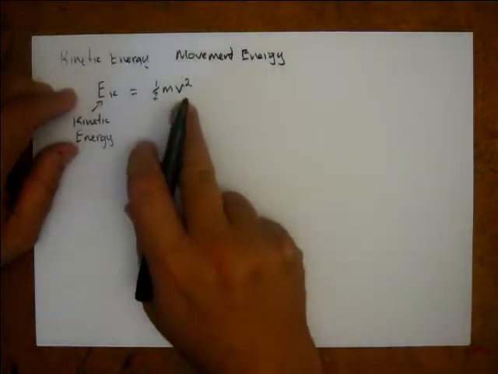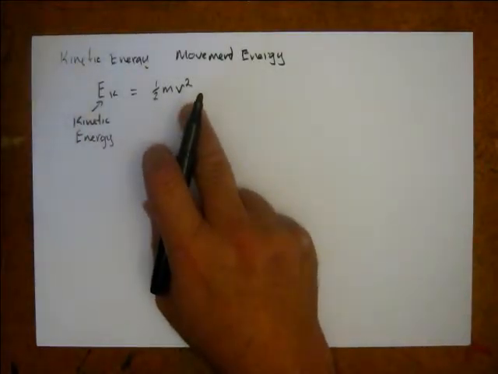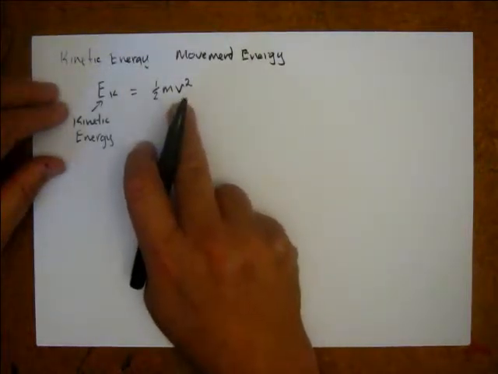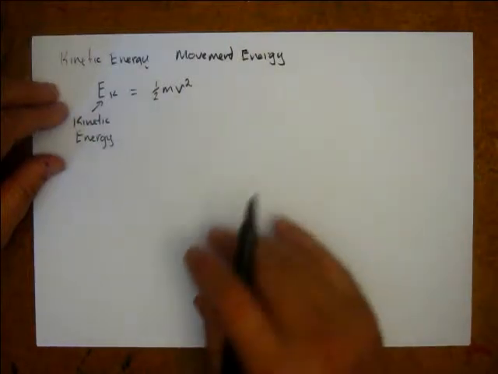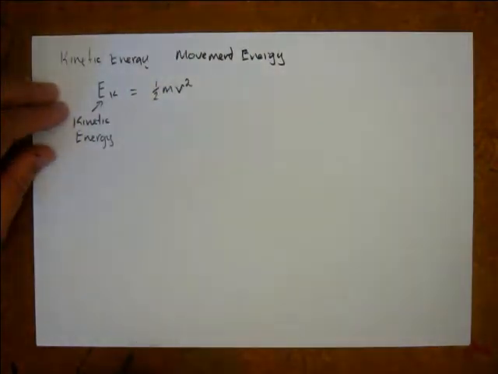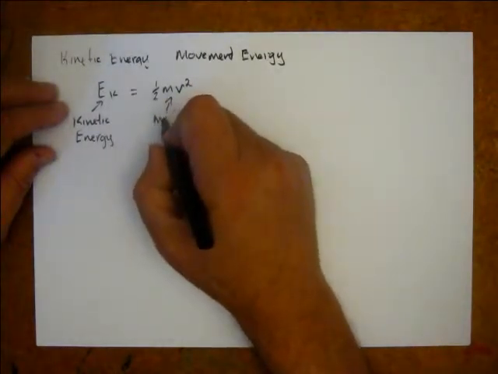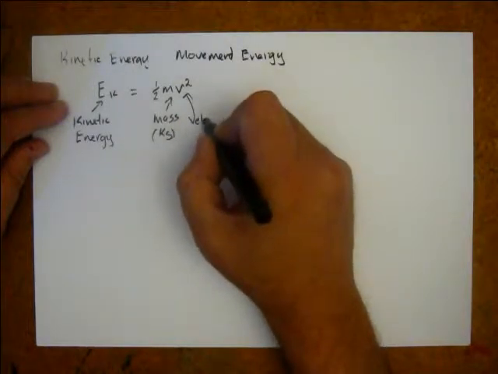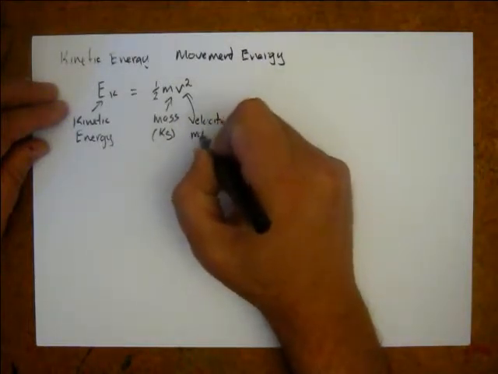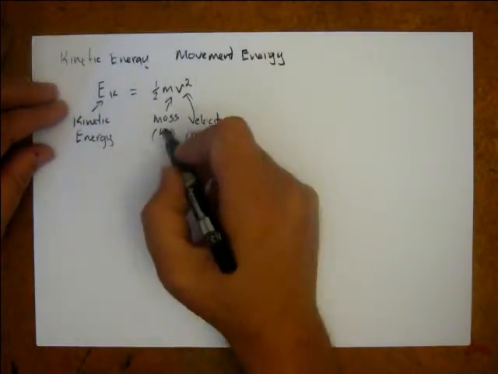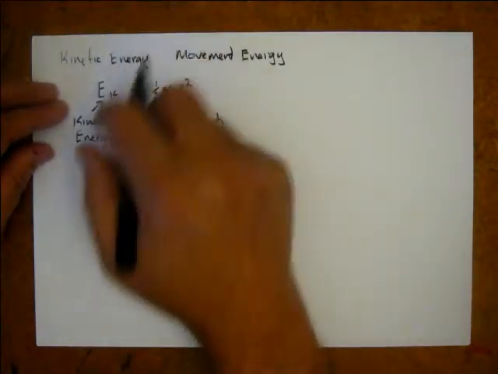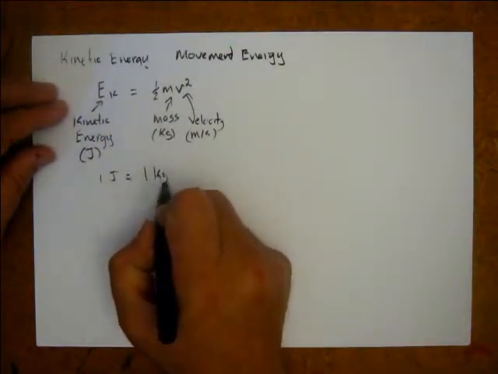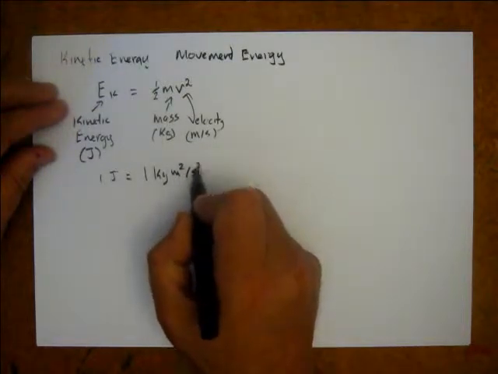What this means is that as you go faster, you get a lot more energy, or you need a lot more energy. So an object moving twice as fast has 4 times as much energy, from that squared thing. This is our mass, in kgs, this is velocity, in meters per second, and if you multiply kgs by meters squared per second squared, you get joules. 1 joule equals 1 kg meters squared per second squared.